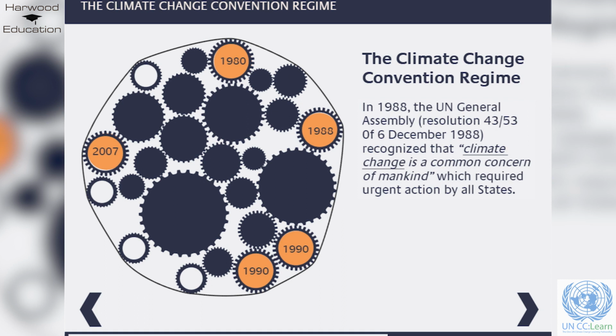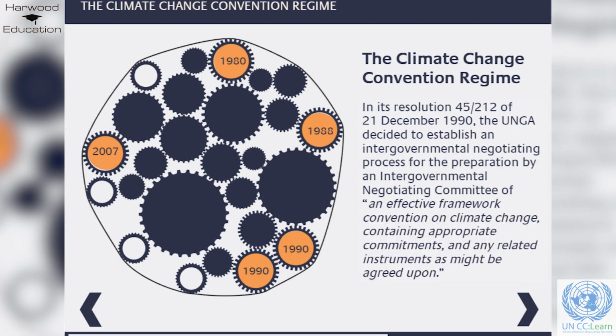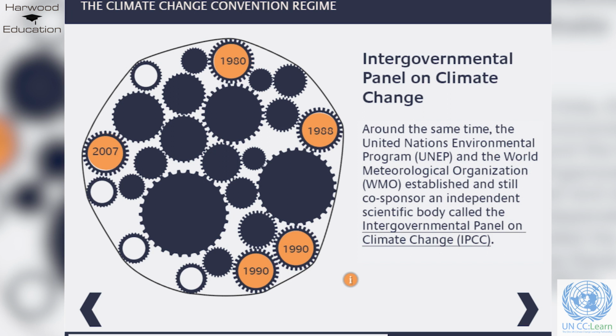1988. In 1988, the UN General Assembly, Resolution 43/53 of 6 December 1988, recognized that climate change is a common concern of mankind, which required urgent action by all states. 1990. In its resolution 45/212 of 21st December 1990, the UNGA decided to establish an intergovernmental negotiation process for the preparation by an intergovernmental negotiating committee of an effective framework convention on climate change, containing appropriate commitments and any related instruments as might be agreed upon.